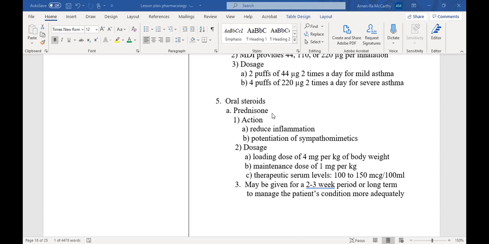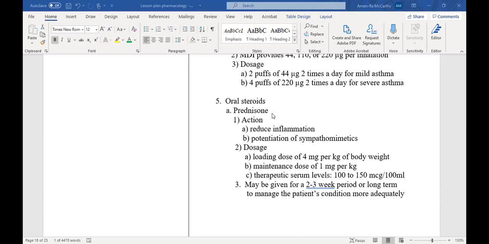It has the effect of potentiation of sympathomimetics. So it adds to the effects of the sympathomimetics, which are the adrenergic bronchodilators that you learn. All of those, albuterol, Bronkosol, are enhanced if you give an oral steroid as well. If you give it at the same time or whatever, it's in the system.